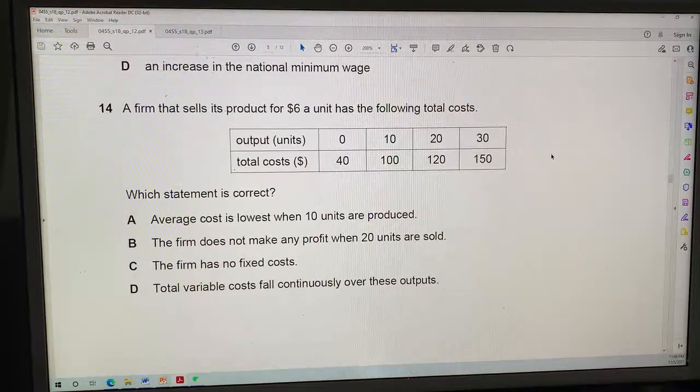So question 14 is the same, and they asked the same question in question paper.